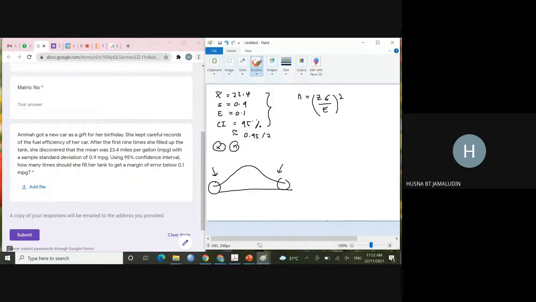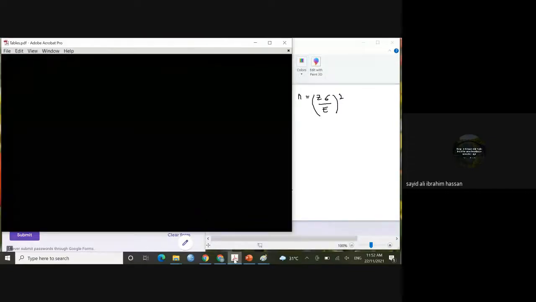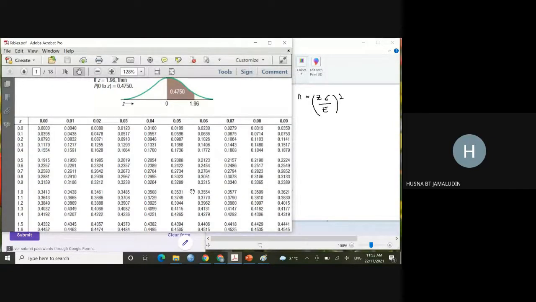So 0.95 divided by 2, what will you get? Point 4, 7, 4, 7, 5, I think. Okay, so now is this the Z value? No. So we have to refer to the Z table.